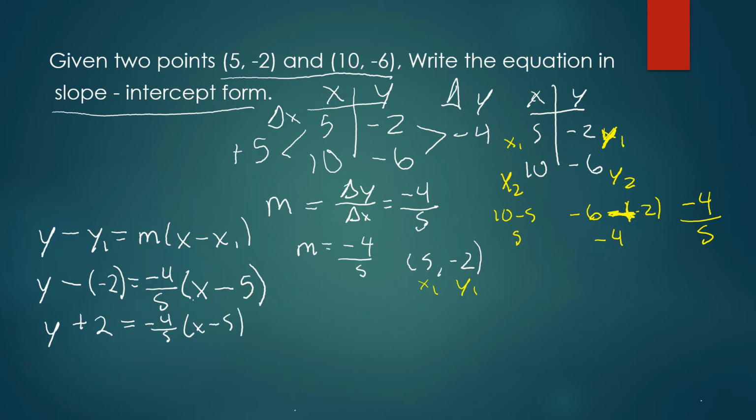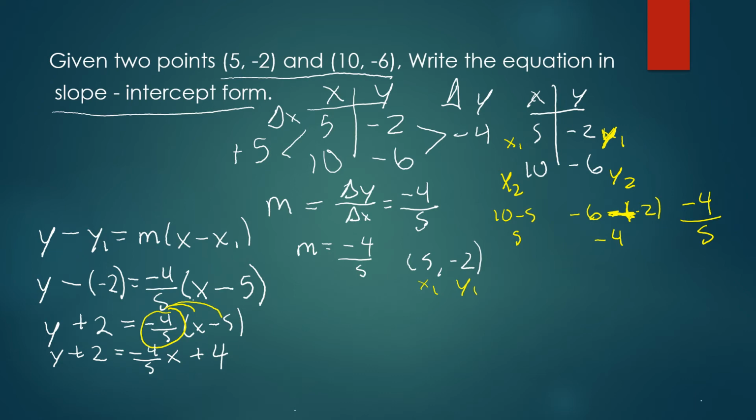Now I'm going to use the distributive property and multiply this times this times this. So negative 4 over 5x and negative 4 over 5 times negative 5 gives me positive 4.